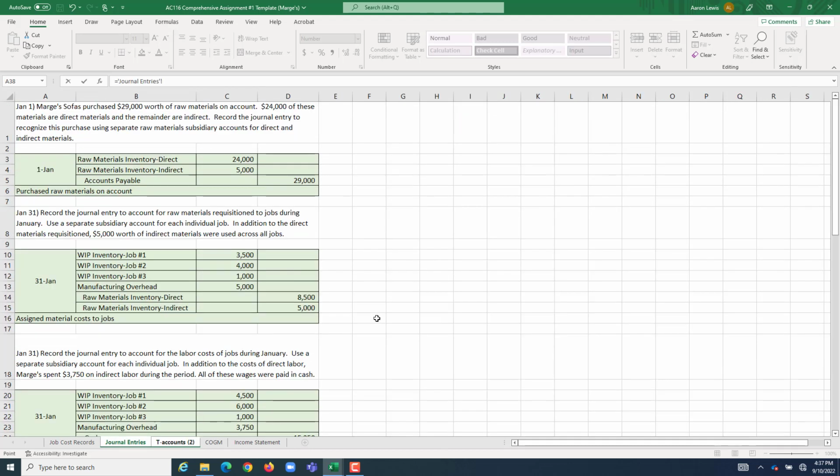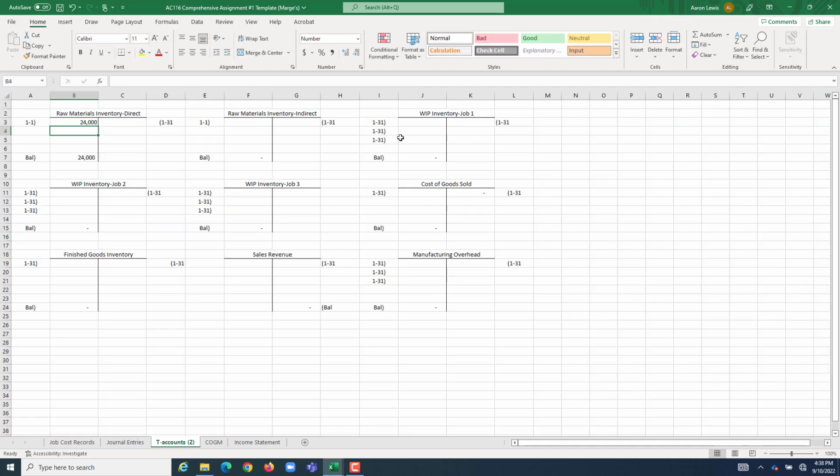In the very first entry that we did, way up at the top, we debited raw materials inventory direct for $2,400. Let's debit our T account for the same amount. I'm going to click the cell that I want and hit enter, and it's going to bring that $2,400 over. What else happened to raw materials inventory? Well, we're going to have a credit when we use that material, when we took it out of raw materials and put it into production, into WIP.